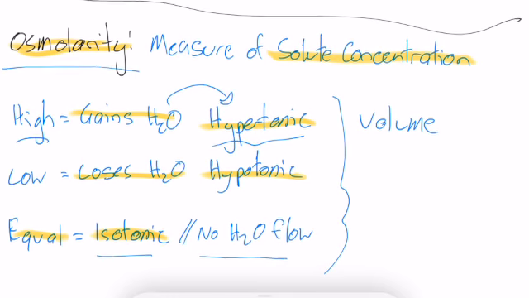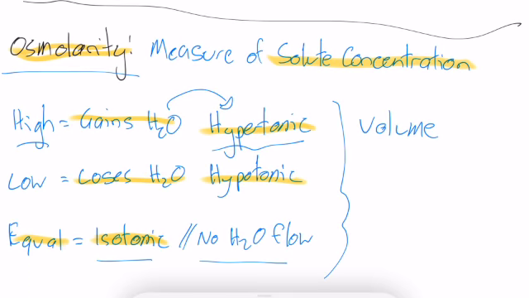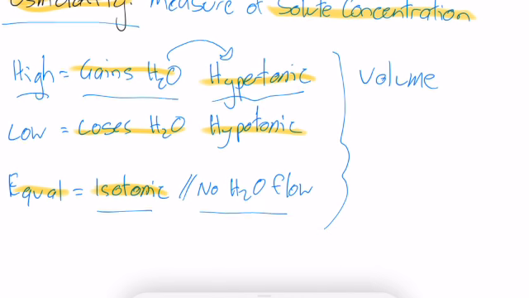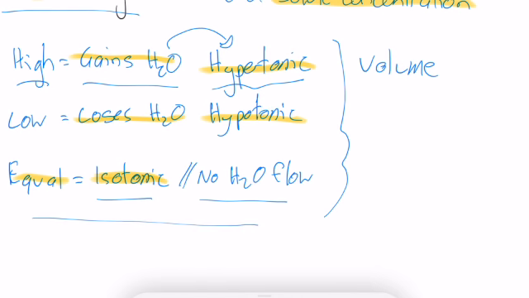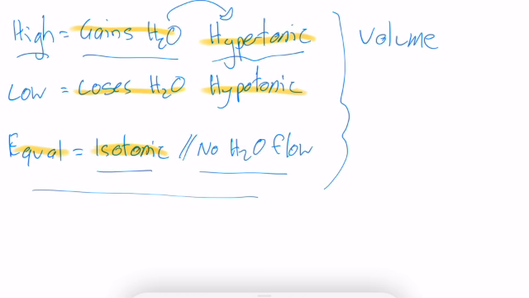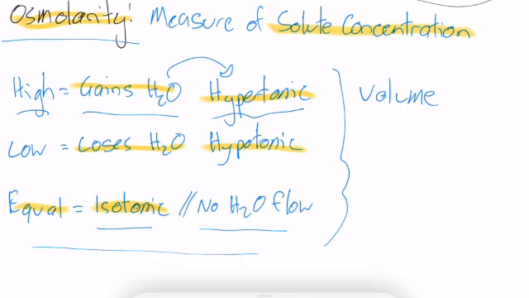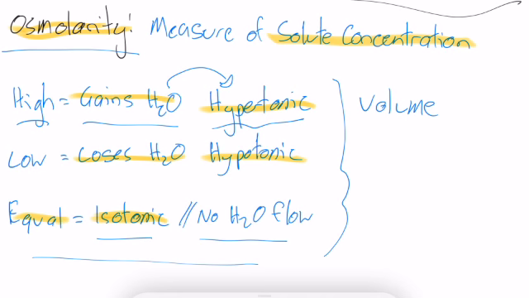So in terms of determining this on a more simplified scale, we can look at the volume of things. So if something gains volume, we know it's going to be hypertonic because it has more water. Vice versa for if it loses water, and if it stays the same, we know it's isotonic. So if we are given a real-world application or practical, we can determine the osmolarity based off the following.